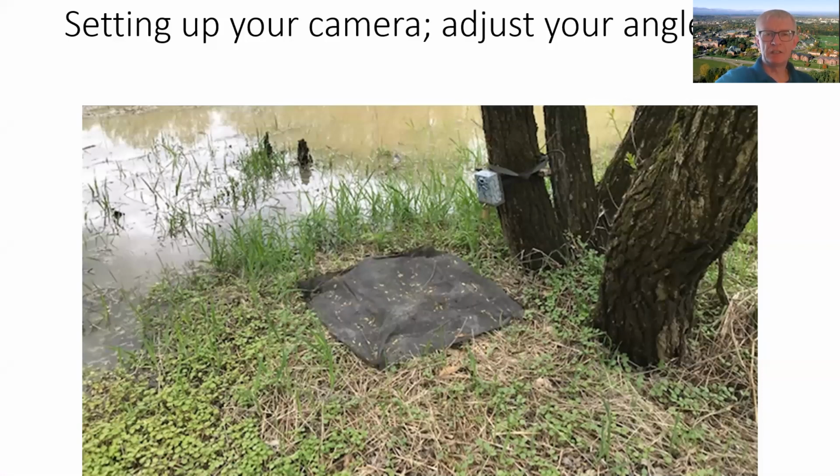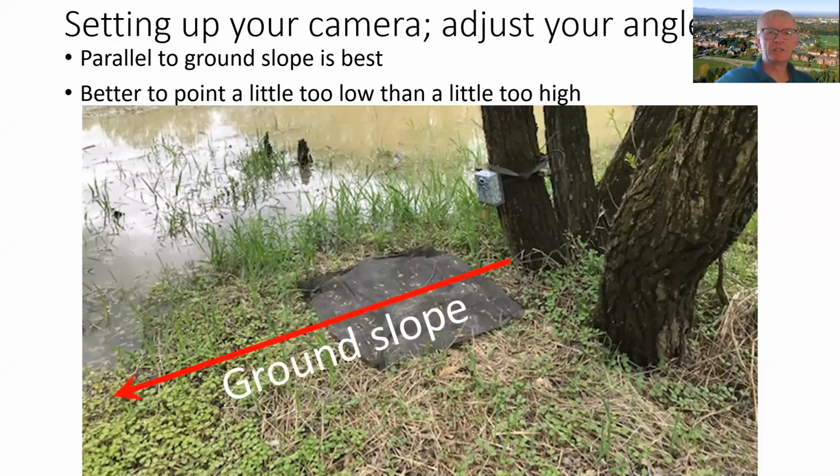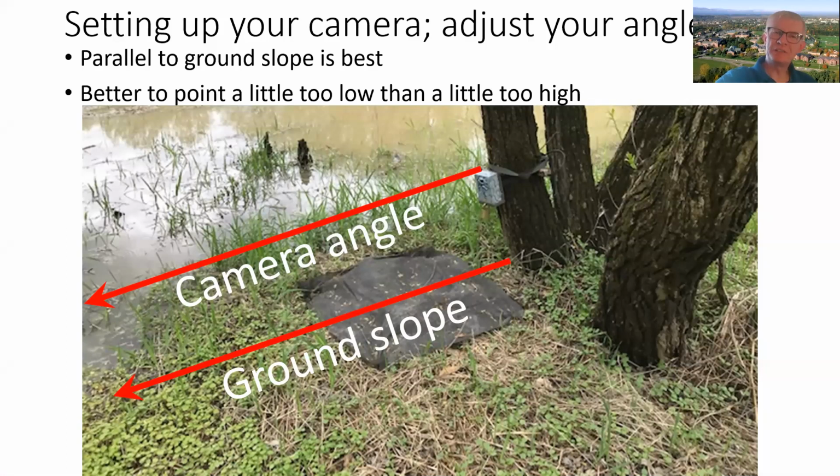So adjust your camera angle, and you want your camera parallel to the ground. If the ground has a slope, you should have your camera having a slope, right? So there's the ground slope, there's the camera angle. It's better to have it a little bit too low than a little bit too high. What you miss by having it a little bit too low is a lot of sky. And like I said, the animals are coming at ground level, so fine, miss the sky.